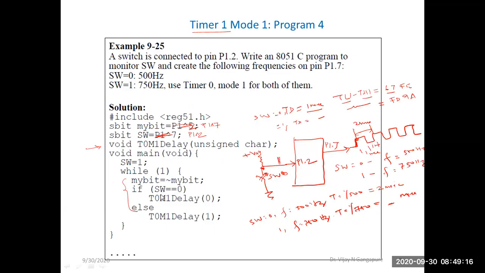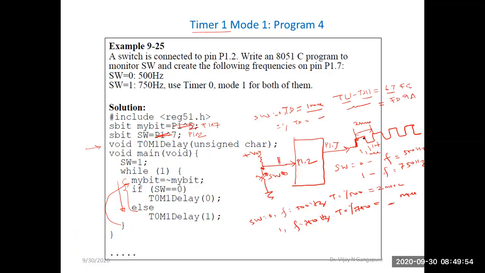Depending on whether the switch is 0, this function is called with value 0, and if the switch is 1, this function will be called with value 1. After this, again these statements will be repeated. So in the loop we are first checking the switch position. If it is 0, I am passing value 0 to T0M1. It will generate a square wave on P1.7, that is my bit representing P1.7.